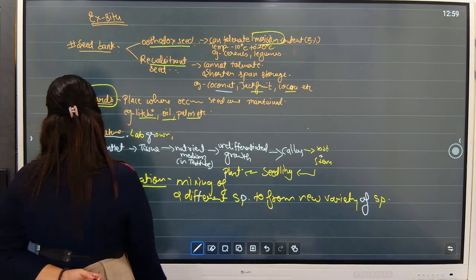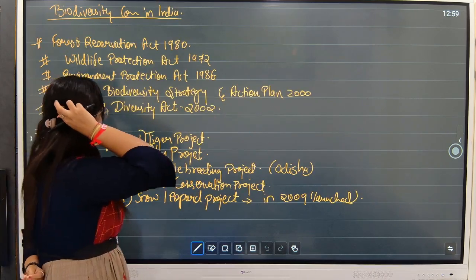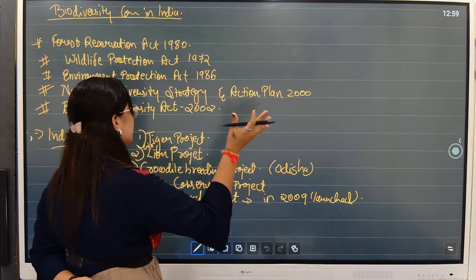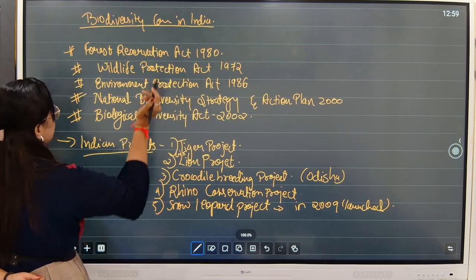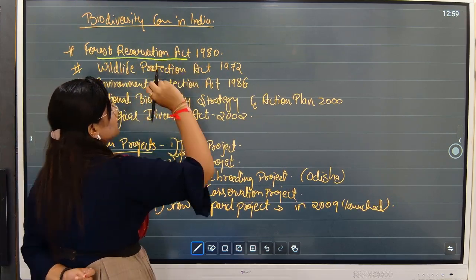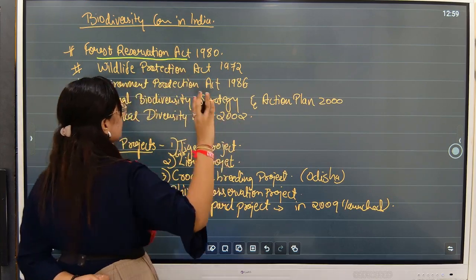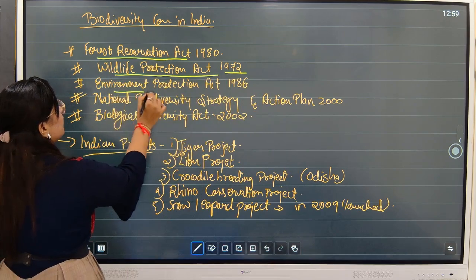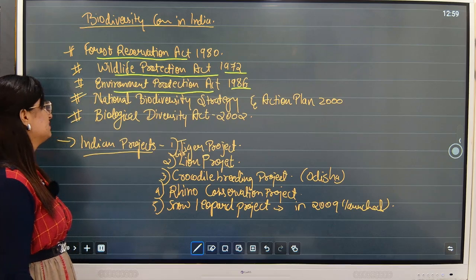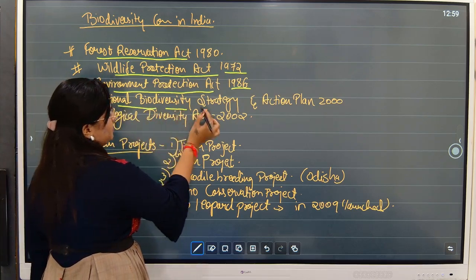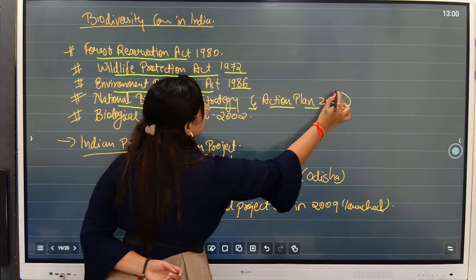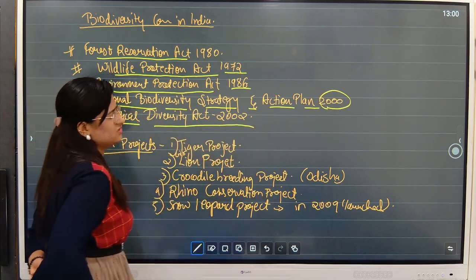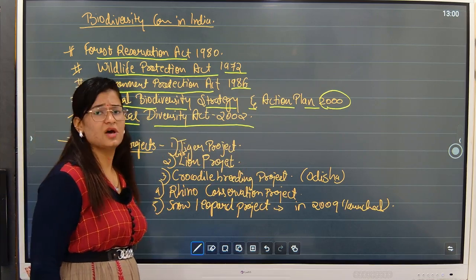Okay. Now let's talk about the biodiversity conservation in India. There are certain acts that we have to remember. Basic है, मतलब इतना ये नहीं है, but we can just go through it. Yes. So one we have, which is Forest Reservation Act, which is in 1980. Then we have Wildlife Protection Act 1972. Then we have Environment Protection Act 1986. We have one more, which is National Biodiversity Strategy and Association Plan, which was in 2000. Then we have Biological Diversity Act, which is most recent among it, which is in 2002.